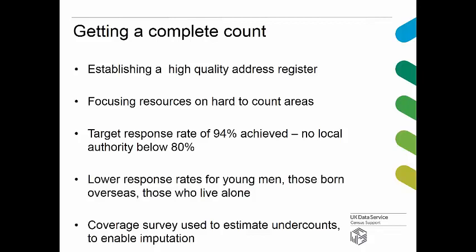So in common with other surveys, low response rates were found for young men, those who are born overseas, those who live alone, and so it does matter if some groups aren't counted, as that introduces bias. And also a coverage survey took place to estimate who was missing. So the census data isn't just the people who were enumerated, but also estimations for people who were missed. So if certain groups are not counted, it introduces biases. If you want to know more about that, there's a lot of detail on the Office for National Statistics website.